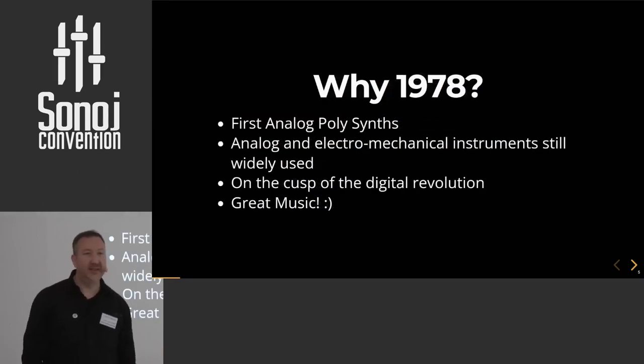So why 1978 and why keyboards? Well, I'm an old-fashioned guy, as you've heard. I like old stuff, I like old instruments. And in the 70s, a lot of older instruments were still used because synthesizers were relatively new. There were barely any polyphonic synthesizers. The famous Prophet 5 came out that year, 1978. And then there was only the Yamaha that had one, and I don't think there were many other real polyphonic synthesizers.